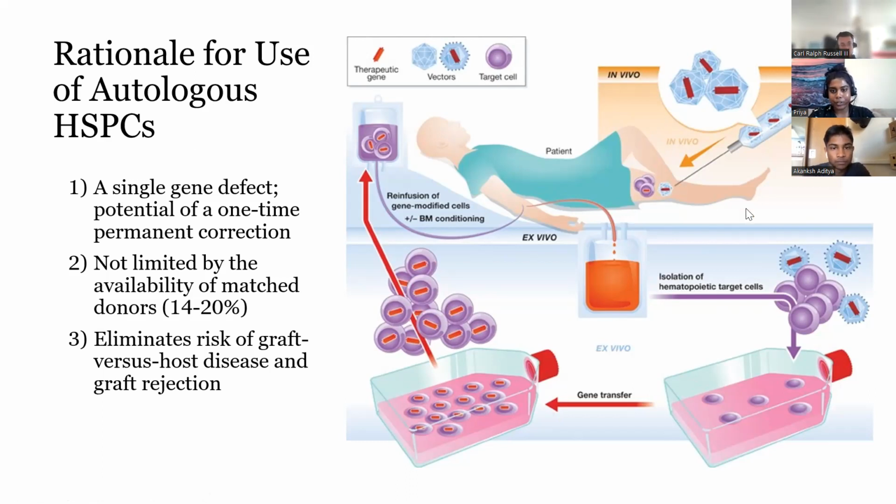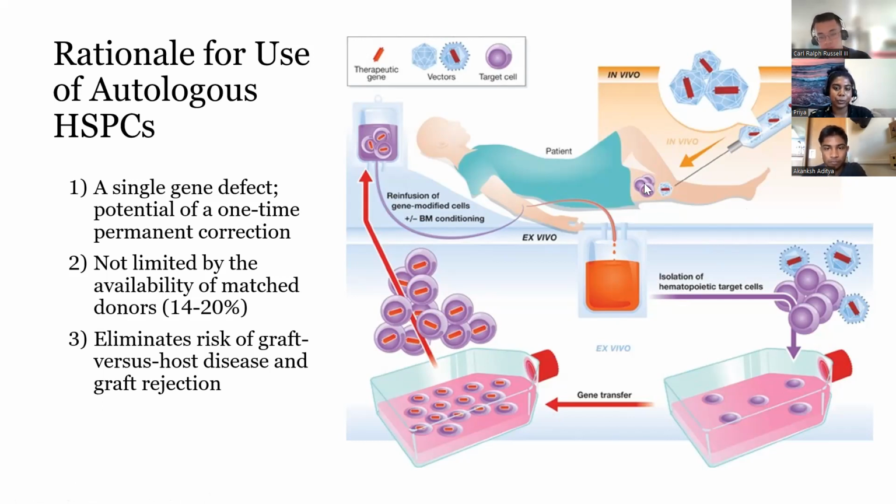So actually, I want to show this figure. There are really two methods. One is an in vivo method where you directly administer the vector to the patient. The second method, which is more common, is the ex vivo or in vitro method, where you collect cells from the patient, isolate just the hematopoietic stem cells, correct the mutation or do a gene transfer in this case, and then infuse it back to the patient.